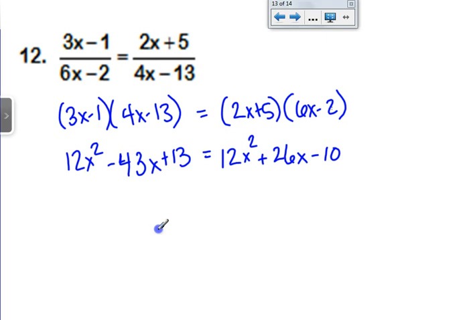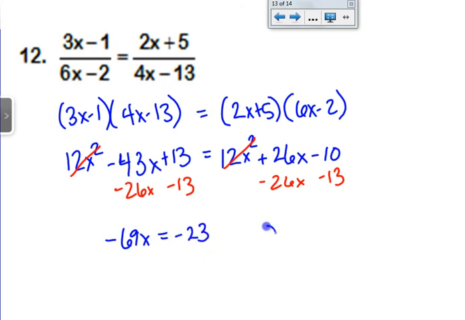So now, it looks like a quadratic, however, you might notice that these 12x squareds will end up canceling each other out. And when I bring all my x's over here, so by subtracting the 26x, and that means I'm going to subtract the 13 over to the right side, I end up with negative 69x equals negative 23. And when I divide by negative 69, I get x equals 1/3.